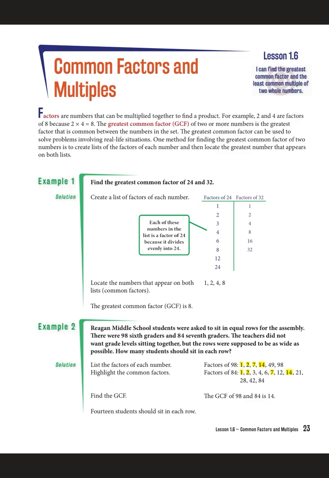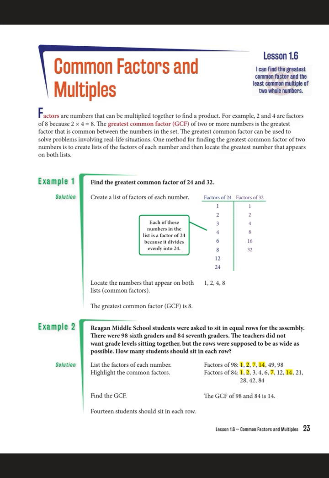The greatest common factor, or GCF, of two or more numbers is the greatest factor that is common between the numbers in a set. The greatest common factor can be used to solve problems involving real-life situations. One method for finding the greatest common factor of two or more numbers is to create a list of the factors of each number and then locate the greatest number that appears on both lists.